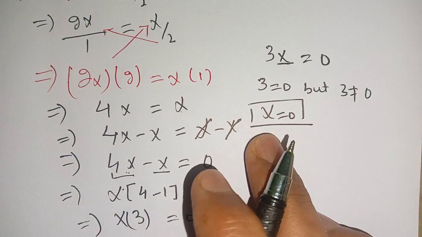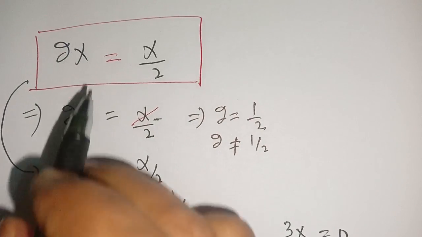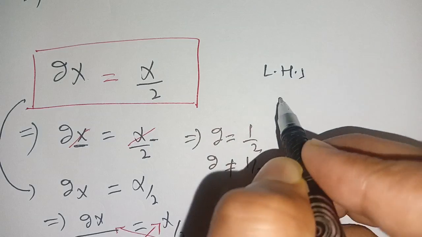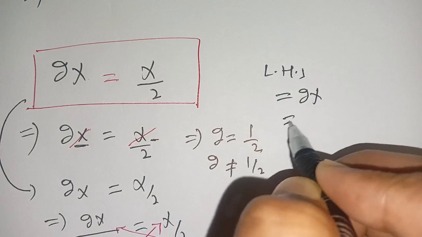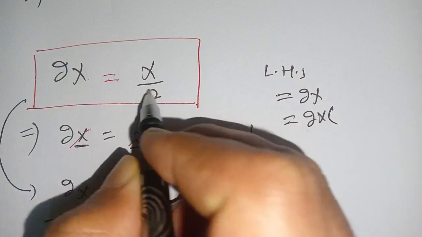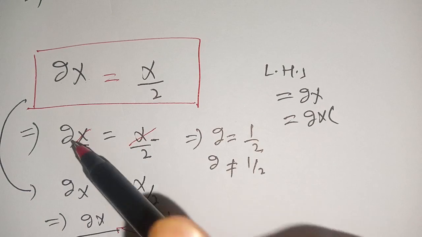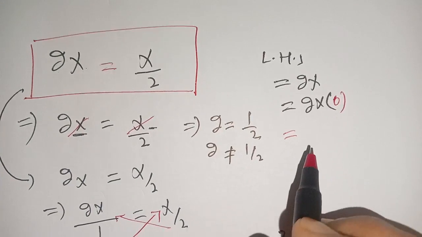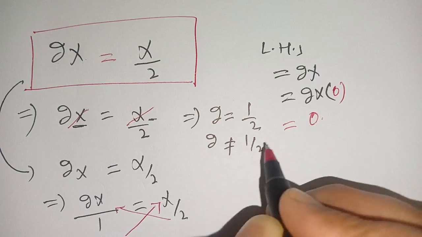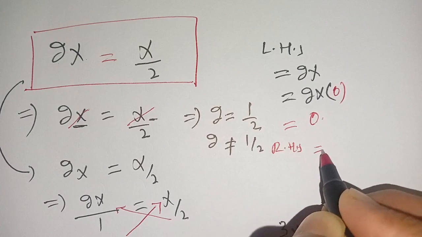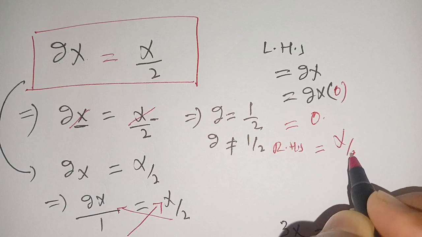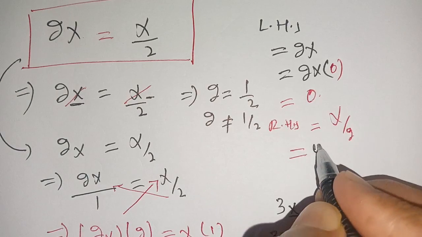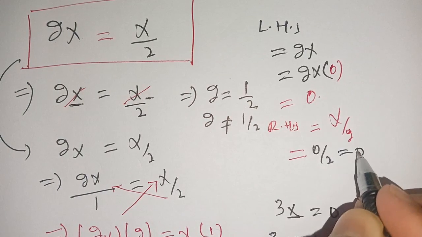Let us check whether this is our solution or not. We have 2x is equal to x divided by 2. Left-hand side is 2x, which is 2 times, in place of x we substitute x equal to 0. We have 2 times 0, any term which is multiplied by 0 becomes 0. Now take the right-hand side. Right-hand side is x divided by 2. Now in place of x we put a 0, we get 0 divided by 2 is equal to 0.